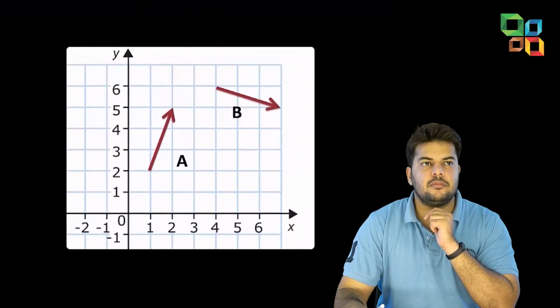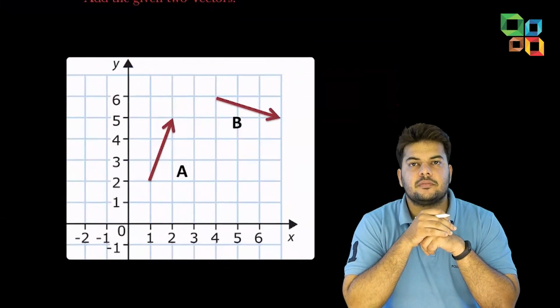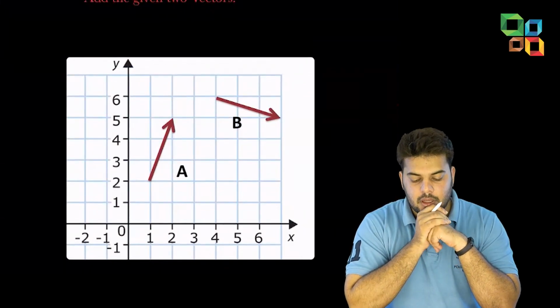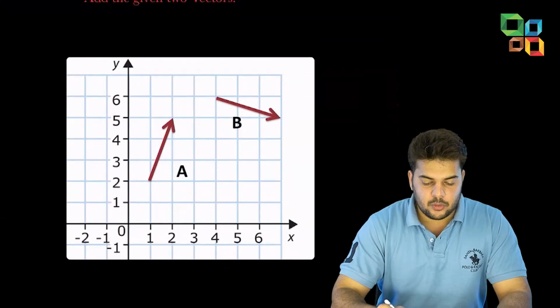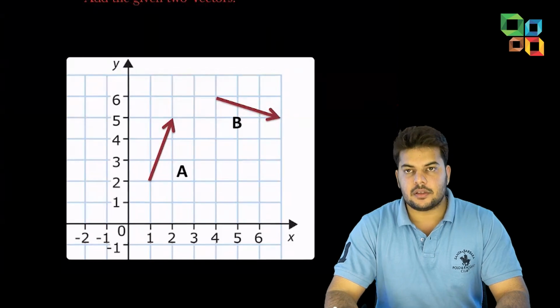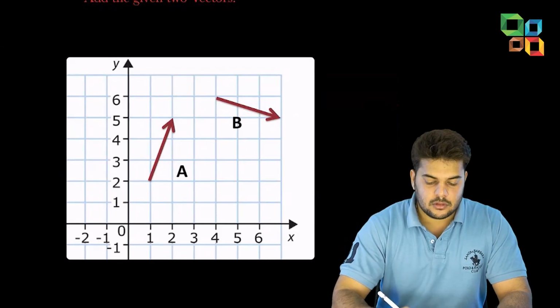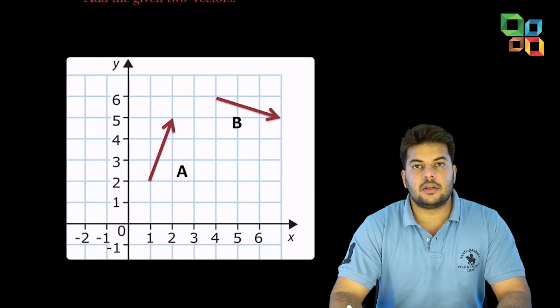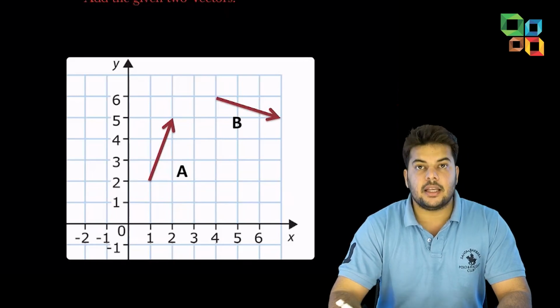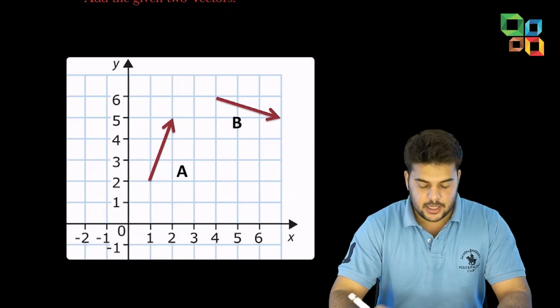Have you done this problem? Add the given two vectors. Yes, sir. Yeah. Okay, we have done this, right? What did we do over here? How did we add these two vectors? Place the tail of B vector near the tip of A. Yeah, that's the rule, isn't it? So get the tail of the B vector to the head of the A vector.